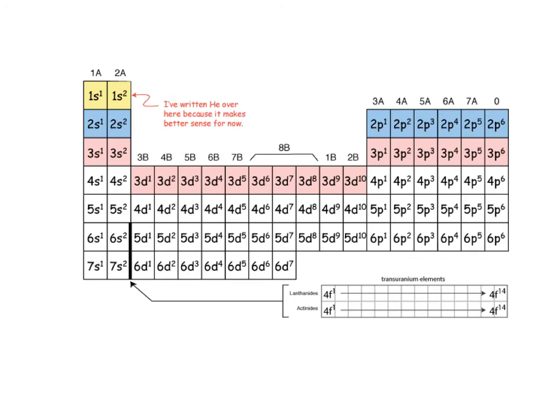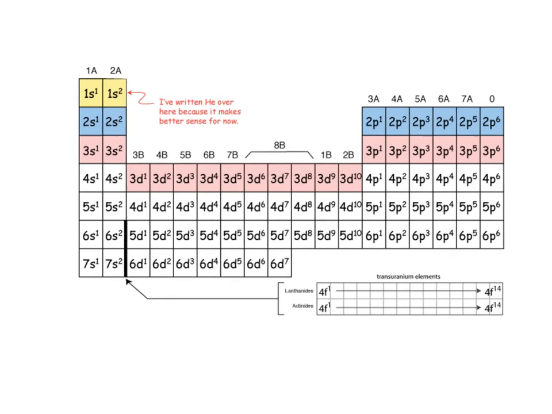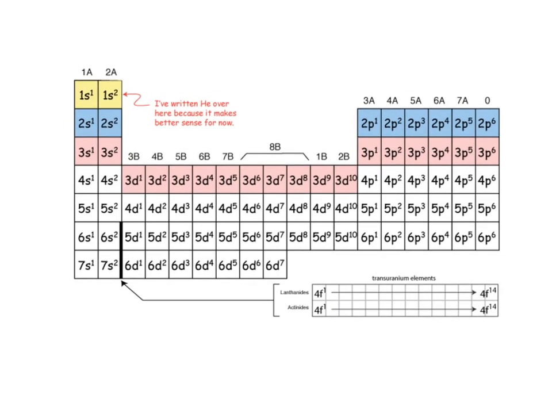So this diagram here is again of the periodic table. The person that put this together put helium over here in this spot. They did it because it makes a little more sense because you have 1s1, 1s2 there. It can go over there. Sometimes some periodic tables have it over here. Sometimes they have it over here.